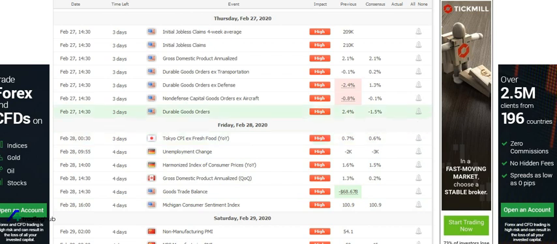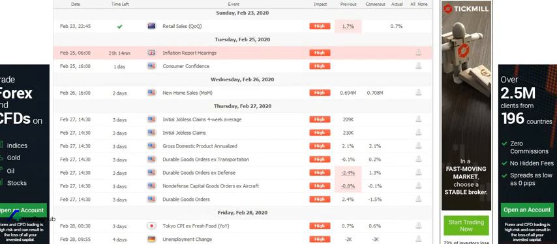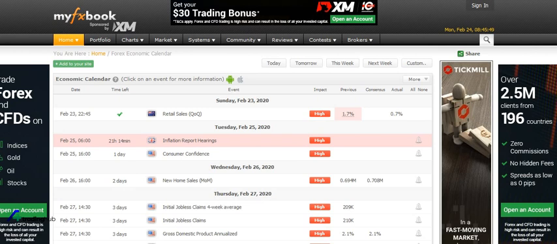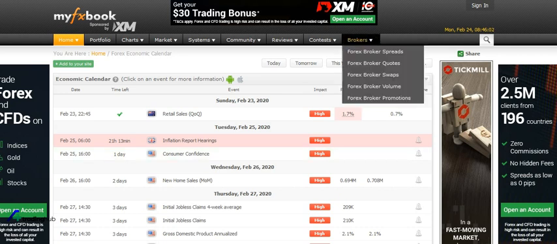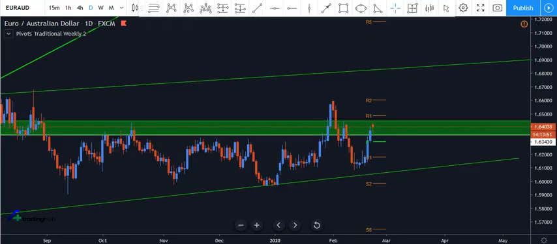Though we can still have other uncertainties from the market, especially with this coronavirus thing still running and the Brexit. They are out of the EU, but there are still issues they are trying to settle, so this can still affect the pound. So be aware of that as you're trading. So let's jump to our chart.